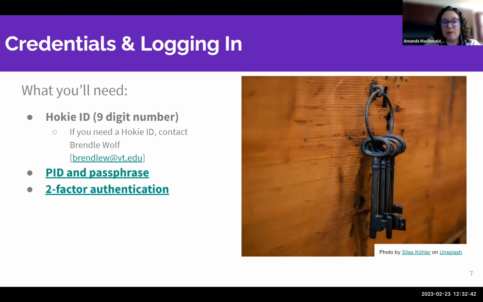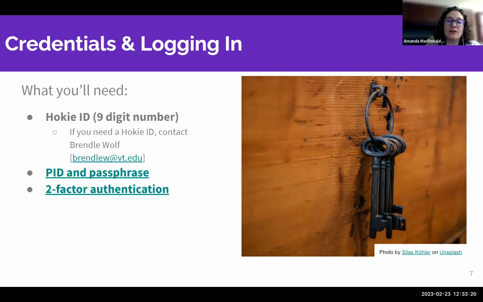Okay. Thinking about credentials and logging in, like I mentioned, you're going to need that Hokie ID first. For those of you that have affiliations, when you get that affiliation with Virginia Tech or VTCSOM, you're likely assigned a Hokie ID number, which is a 9-digit number. If you were not assigned a Hokie ID number and you think that you should have one, you'll want to contact Brenda Wolf to set that up, and I have their email address listed here. That Hokie ID number is needed in order to set up your PID and passphrase, and also two-factor authentication.